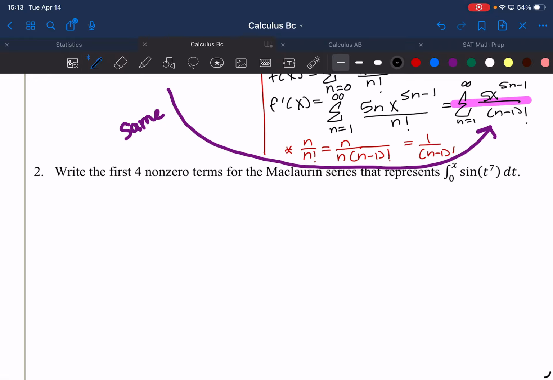Okay, so the first thing you're going to do is you're going to look in this problem and you're going to figure out what function you already know the series expansion for, and that's going to be what? Sine. Good. Sine of x.